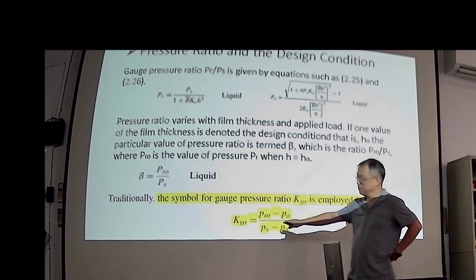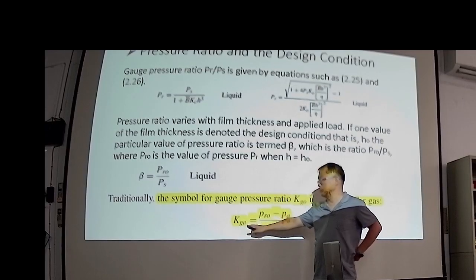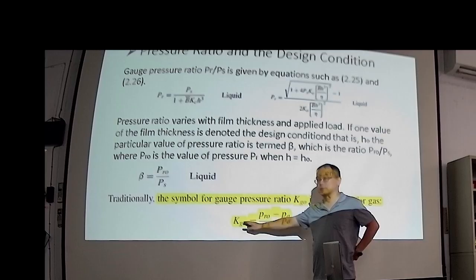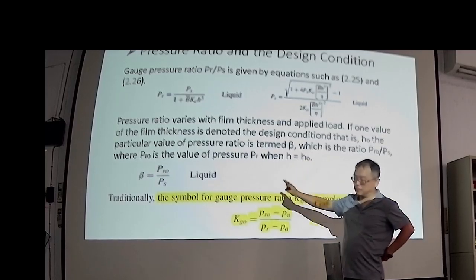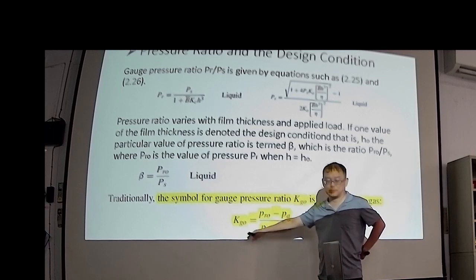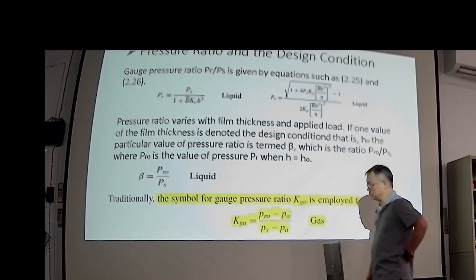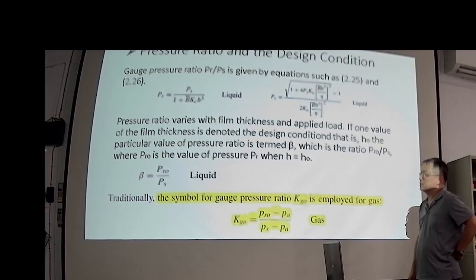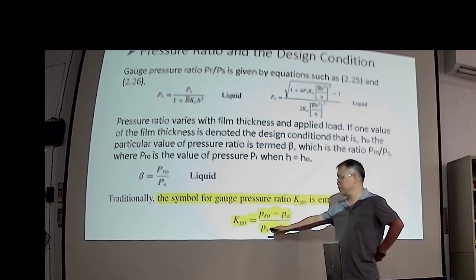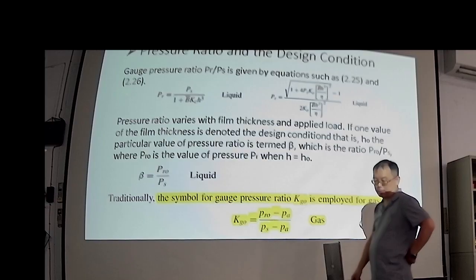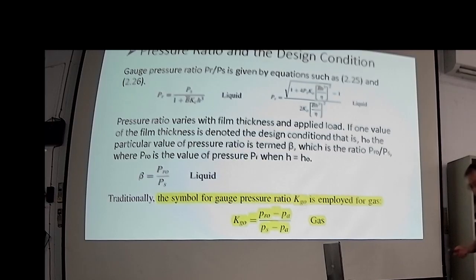This is the pressure ratio. The same, with footnote zero meaning design value. It's the same concept, PR divided by PA.